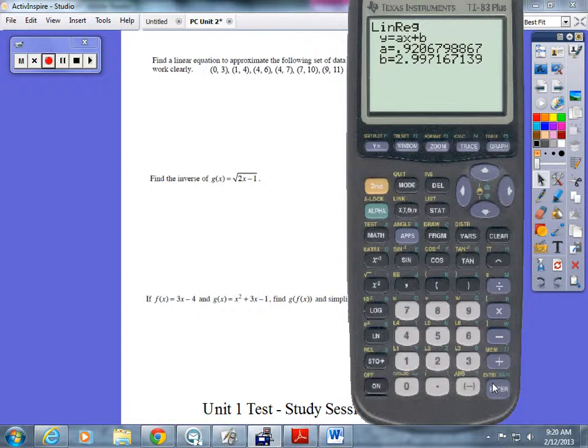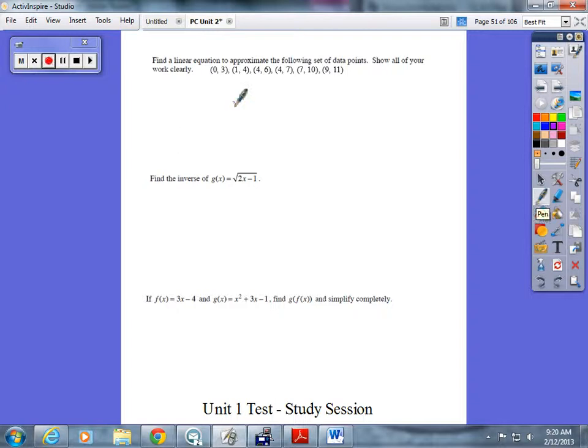And it gives us an equation for the line of best fit. Our slope will be 0.92. Our y-intercept is 2.997, which we could round to 3. So best case scenario here, y equals 0.92x plus 3. Now you could also do this by hand, calculate that equation, but maybe you just use the calculator to double check your work to make sure that what you did is correct.